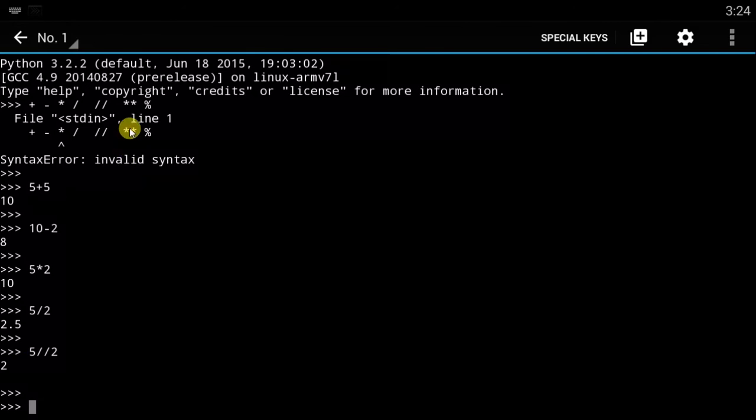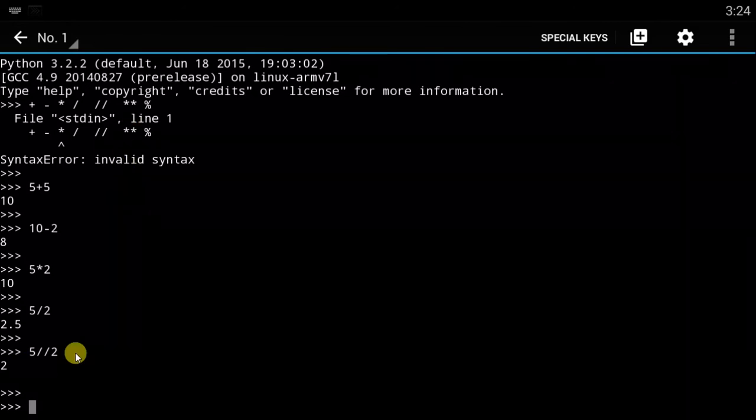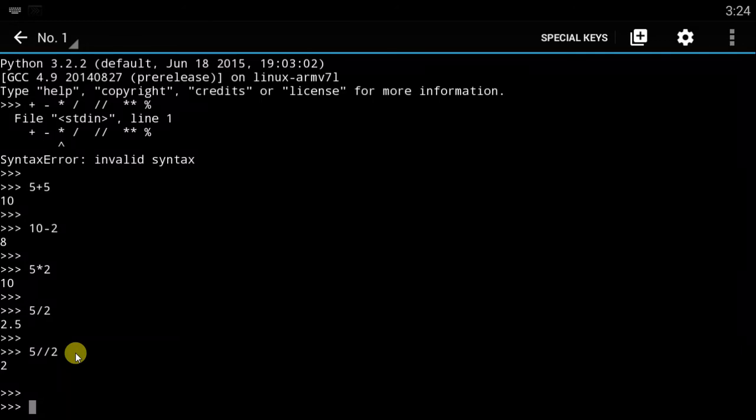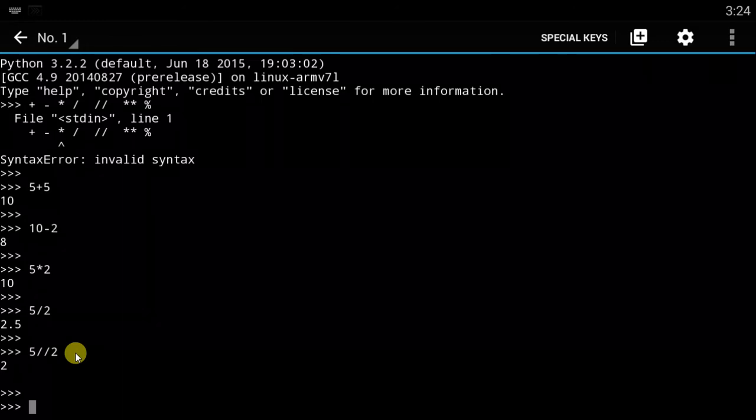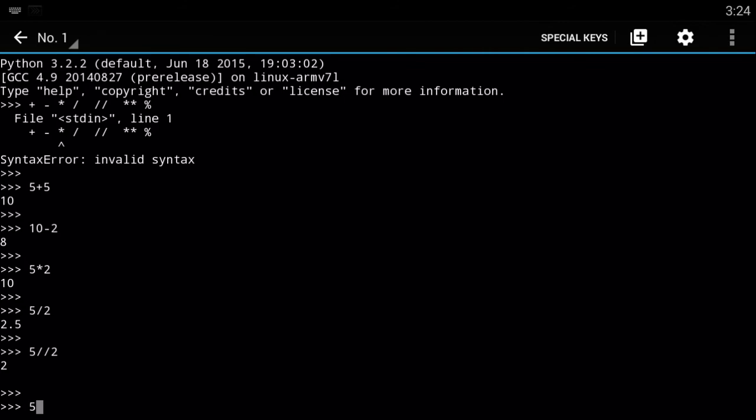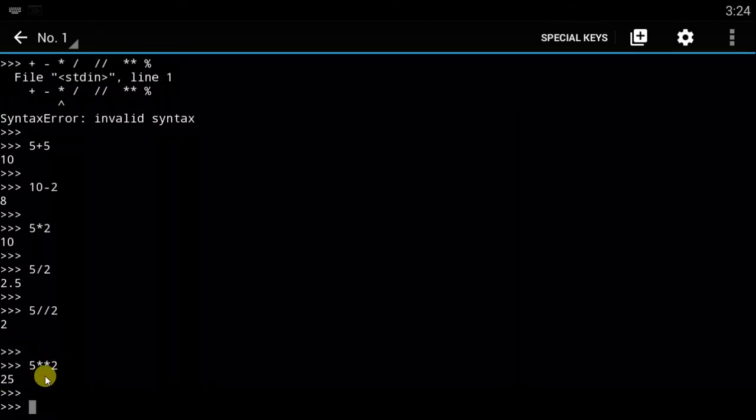Now this double asterisk sign is used for exponents. It is used to raise a number to a power, as in 5 raised to the power of any number you put after it. Let me just show you guys an example. If I were to say 5 raised to the power of 2, this will give me 25, because 5 raised to the power of 2 is 25. So this sign is actually used for exponents.